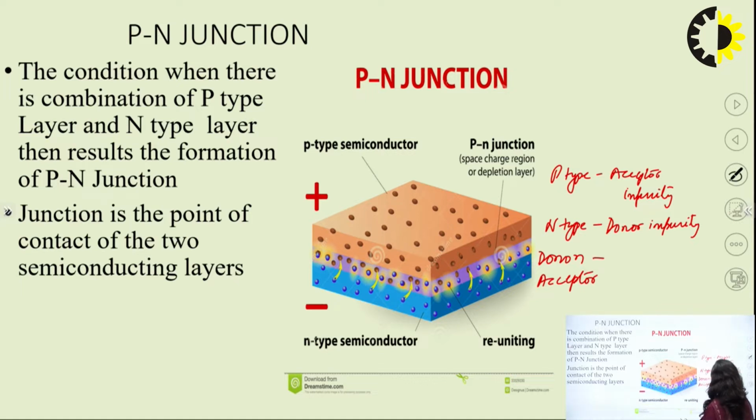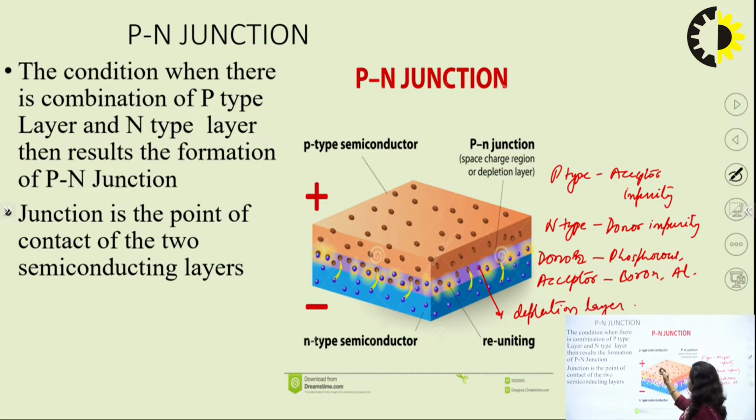For donor type impurities we can use phosphorus, and for acceptor type we can use boron or aluminium. These impurities can be added into the pure form of the silicon crystal, and they will create a P type or an N type semiconductor material. In this figure we have an N type layer and a P type layer, and in between there is a depletion layer.